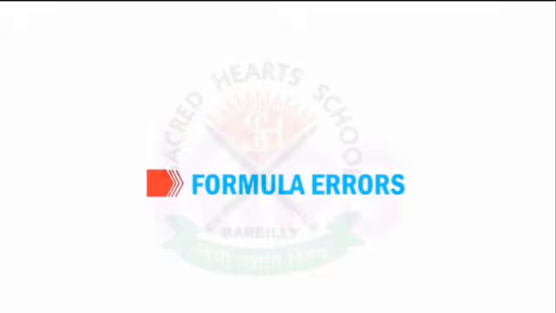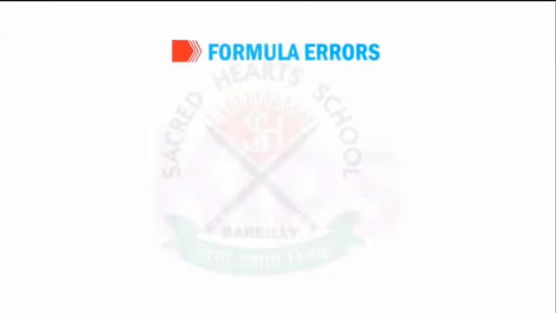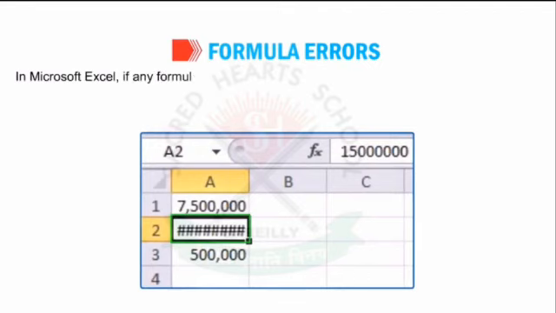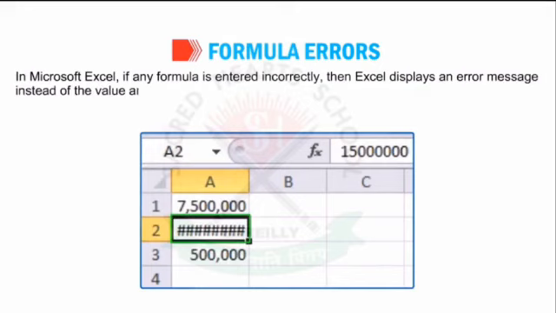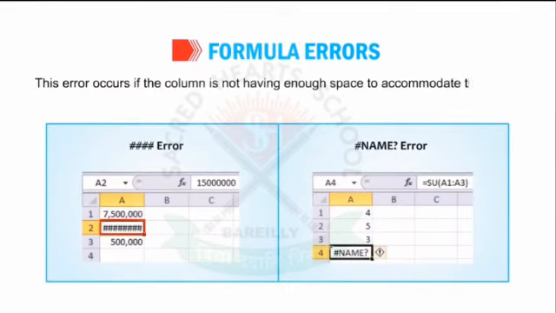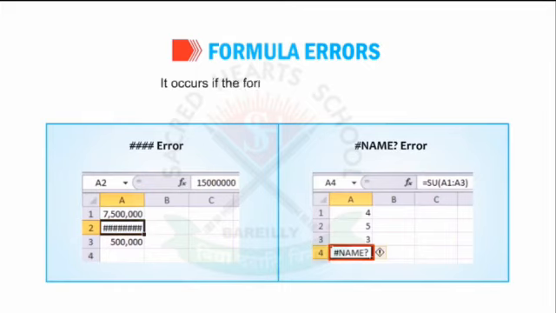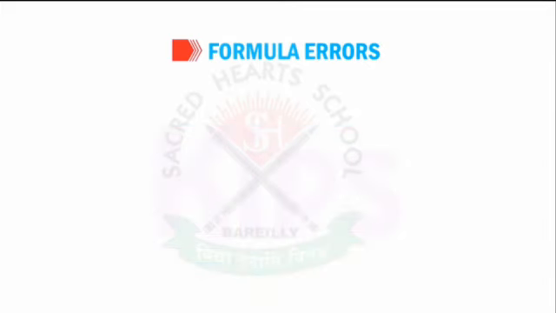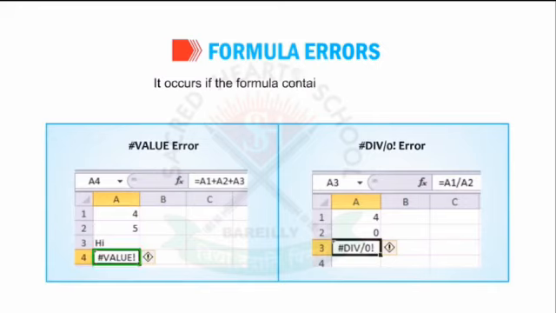Now let me explain to you about the formula errors. In Microsoft Excel, if any formula is entered incorrectly, then Excel displays an error message instead of the value and assists you in identifying and fixing the problem. Some of the common errors along with their possible reasons are listed below. This error occurs if the column is not having enough space to accommodate the value. It occurs if the formula is used incorrectly. It occurs if the formula contains invalid data. This occurs if a number is divided by 0.